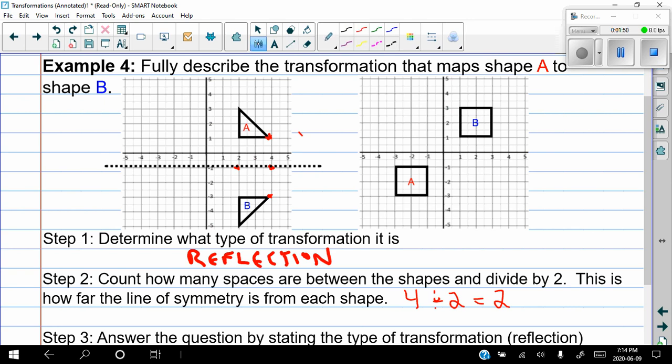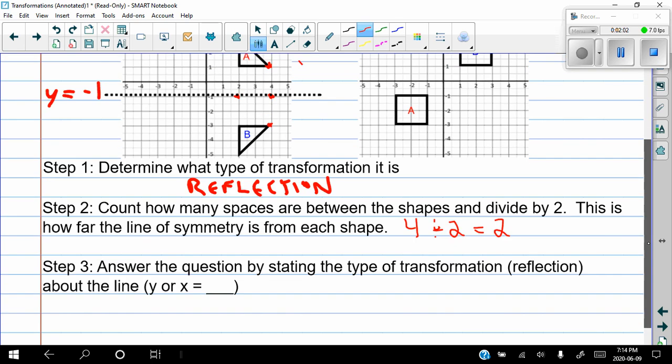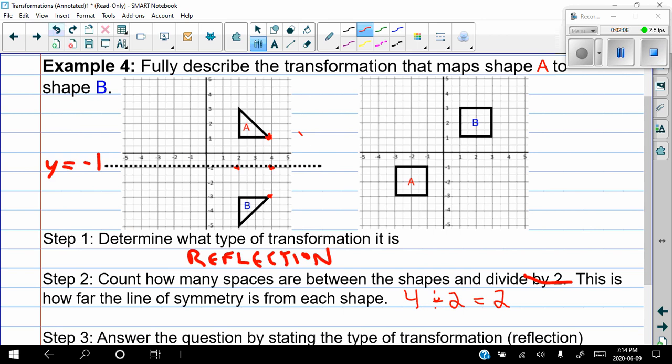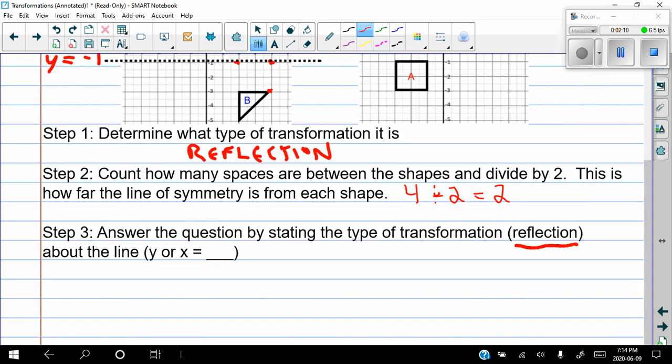So what values does our line of symmetry take on? Well, it takes on all the values where y is equal to -1. So at the end, we have to state that it is a reflection, with the line of symmetry y = -1.